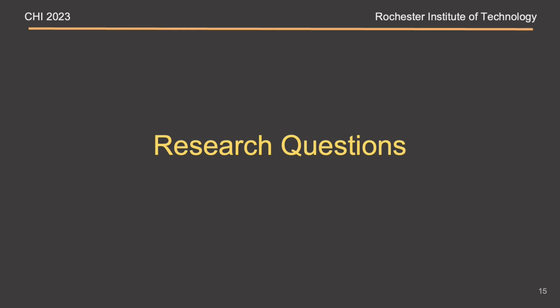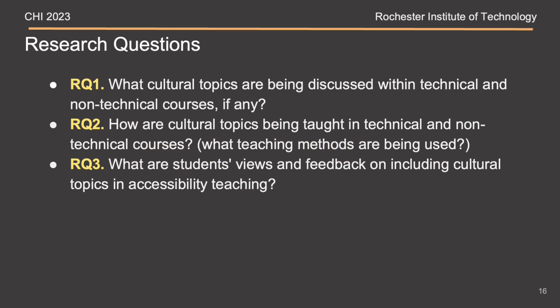So we tried to answer three following research questions. What cultural topics are being discussed in technical and non-technical courses that teach accessibility and disability topics? How are those topics being taught, and what do the students think about the incorporation of topics on culture when teaching accessibility and disability topics?